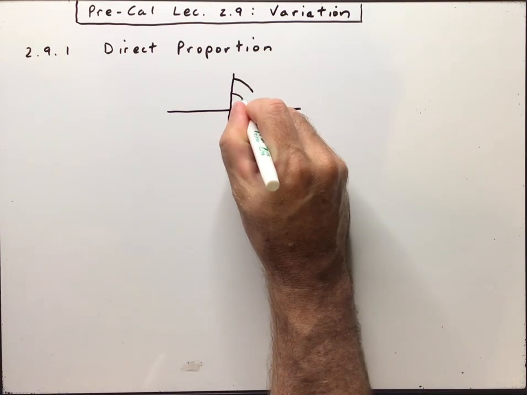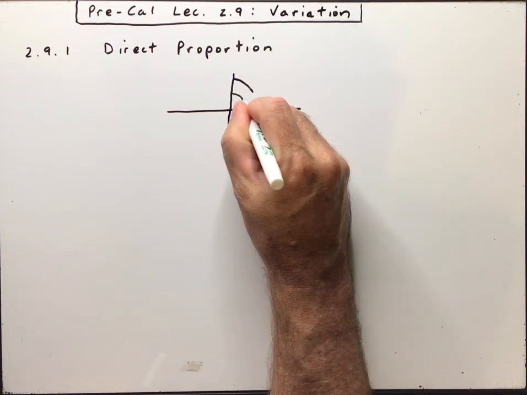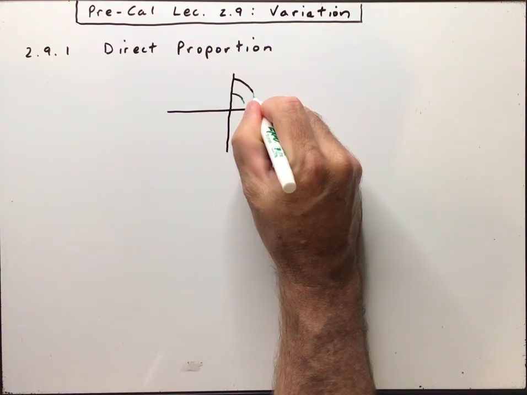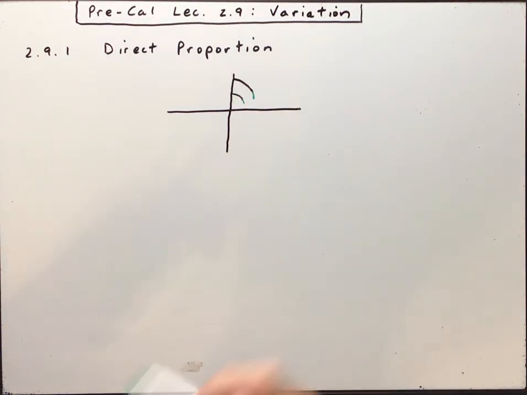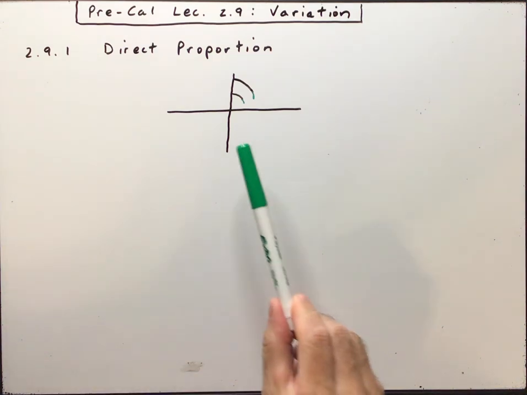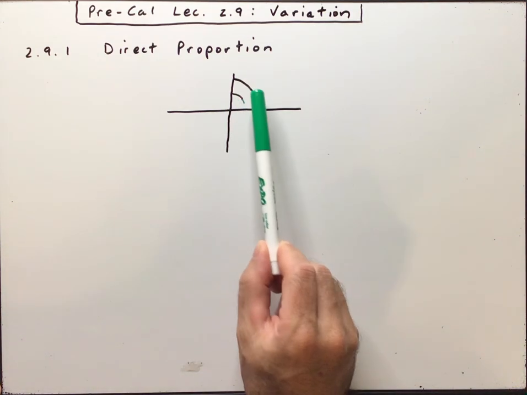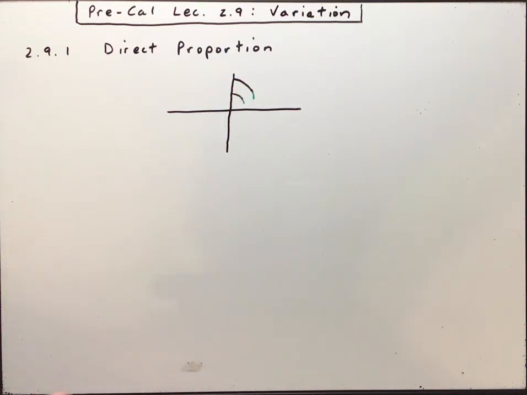Let's say this one increases by 50%. So I'm going to put that in green. Then the bigger one would also increase by 50%. Okay? When one increases, the other increases at the same percentage. If one decreased, the other would decrease by the same percentage.